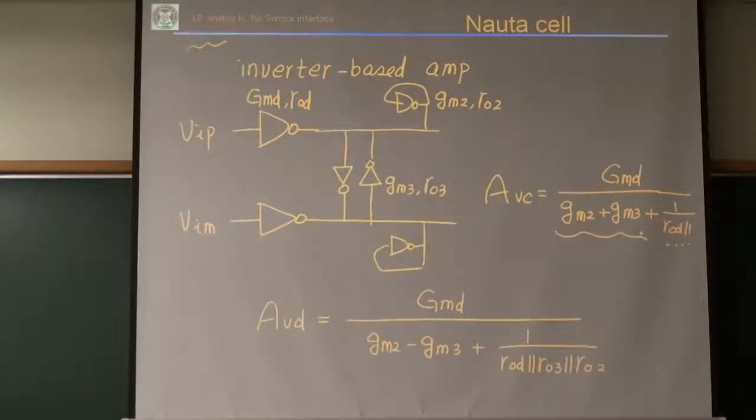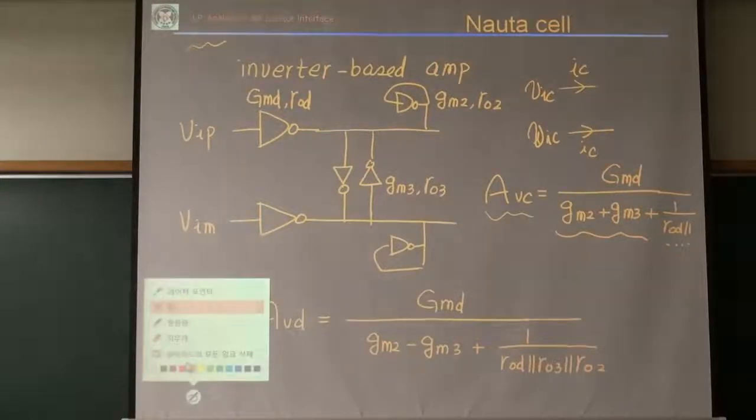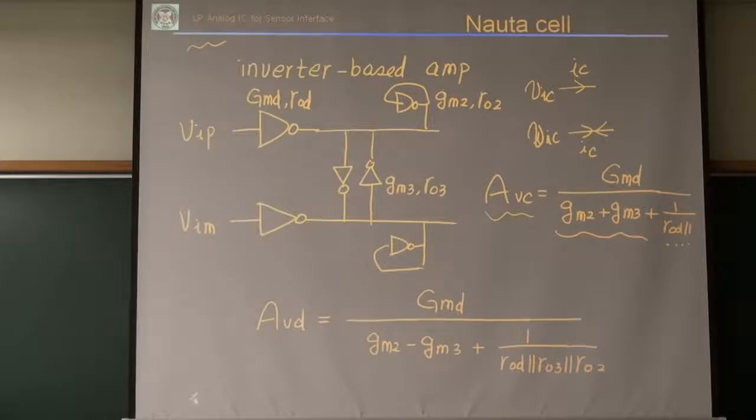So in this calculation, there is some mistake in the current. Say VIC, and then this current should be in the same direction. In the previous lecture, we put some current direction like that. This is no good, right? So if you put the current direction in the same direction, you can write the common mode gain this way.